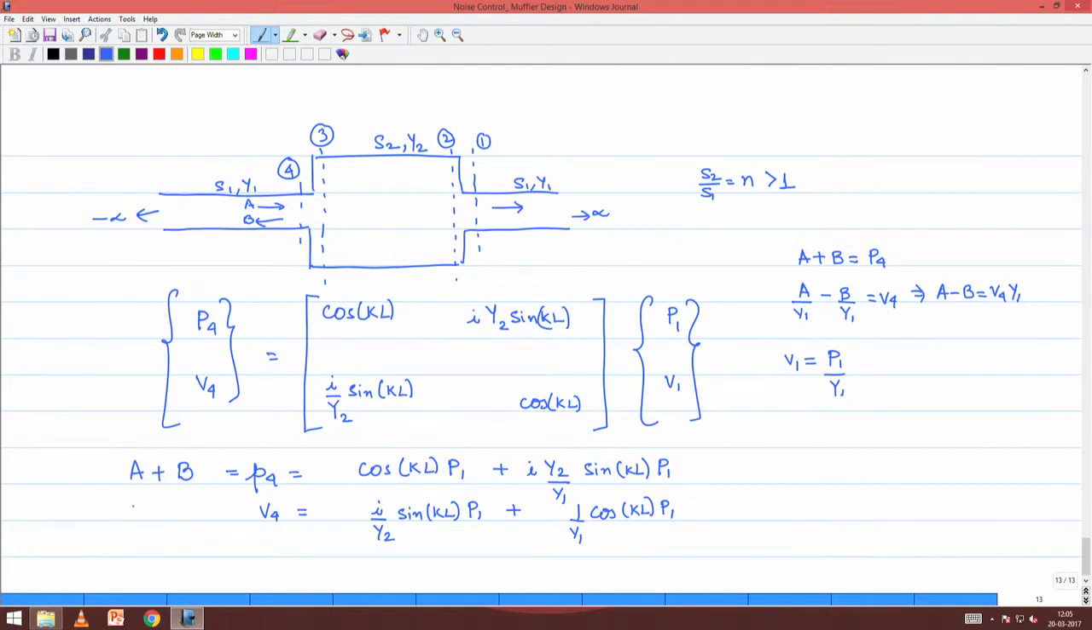So, this is what it comes, and V4 also has been already written as A minus B divided by Y1. Okay. So, in other words, I could simplify this equation to be A minus B is equal to i times Y1 by Y2 sin KL into P1 plus cos KL into P1, right. So, this is A minus B, and we had already formed the equation of A plus B. So, together we should be able to find A and B in terms of P1. So, that is the next job which we will do in the next page.